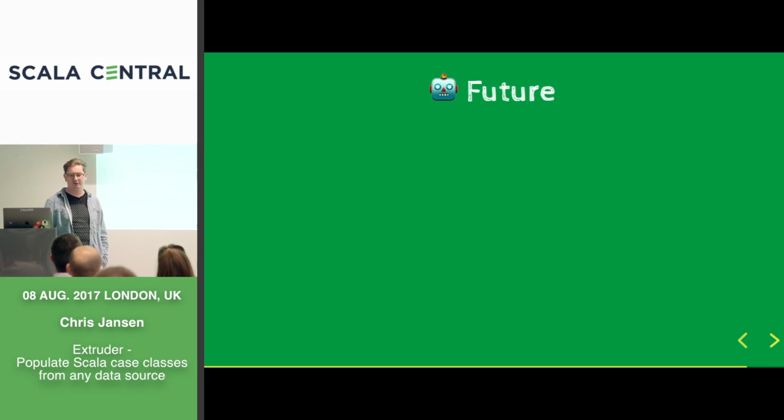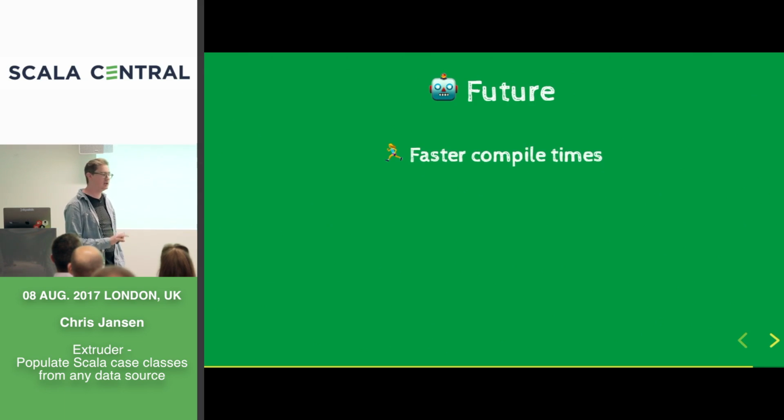So what are the plans for the future with this? Faster compile times. At the moment, compile times are pretty slow. If anyone saw Travis Brown's talk on generic derivation at Scala World last year, he did a quite good thing on Circe about generic derivation and speeding that up with macros. Probably steal some of his ideas there.